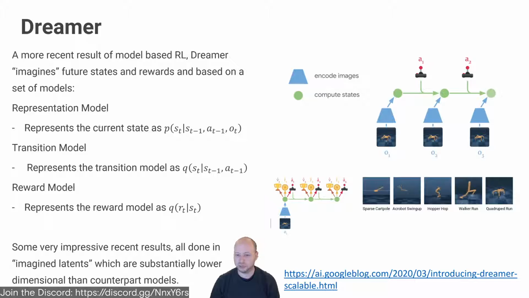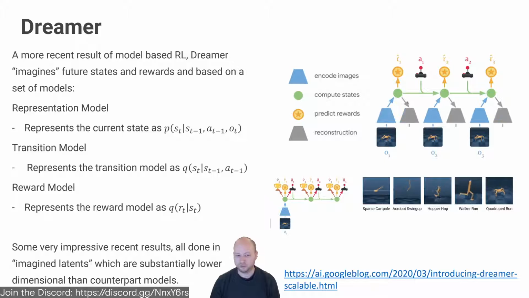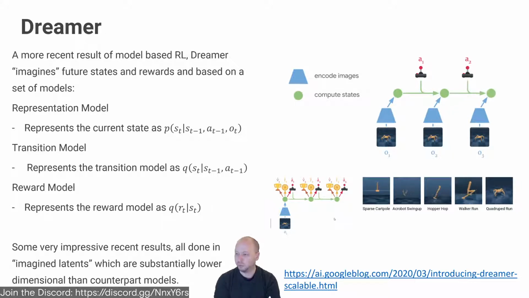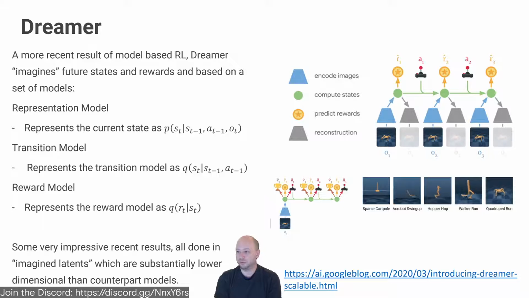That's the representation model. And then we predict rewards of those states, and then we reconstruct from that the next state that we expect. And so based on that, we can then just run this forward, and based on these actions that we take, compute the most optimal action to take based on the representation, transition, and reward models that we've learned, essentially.